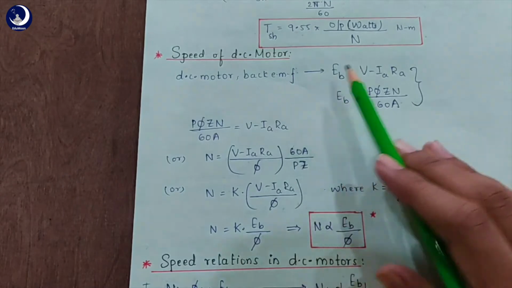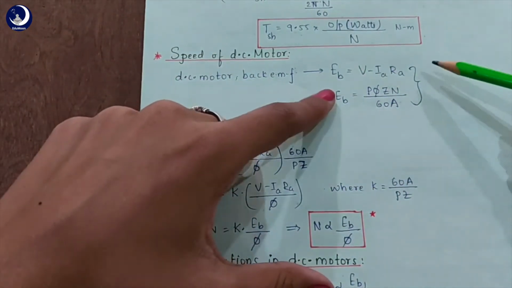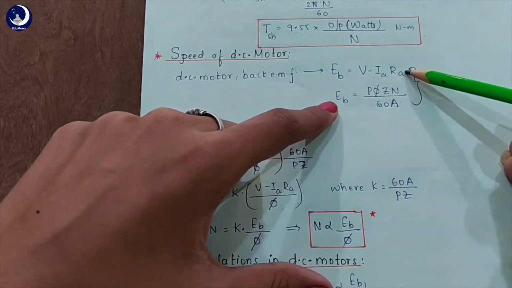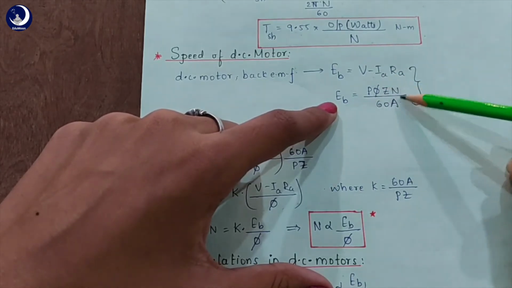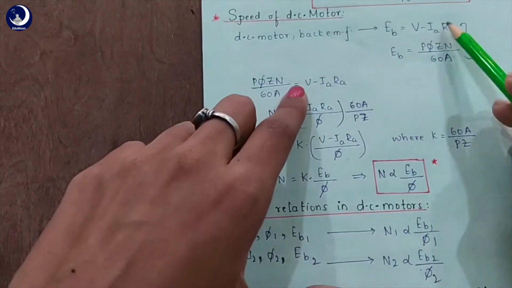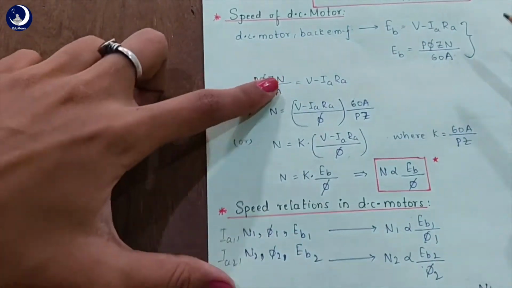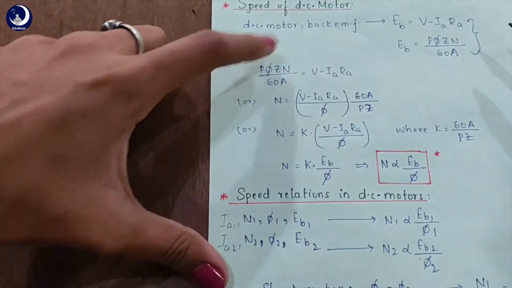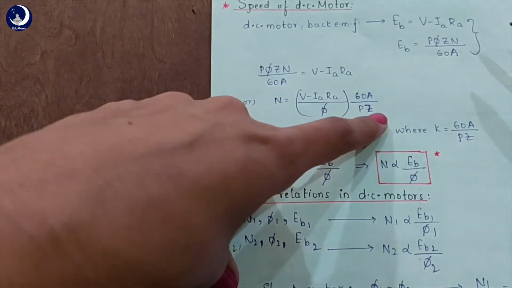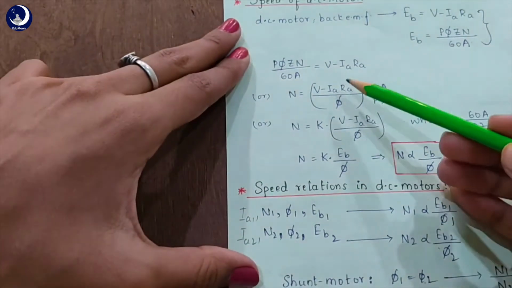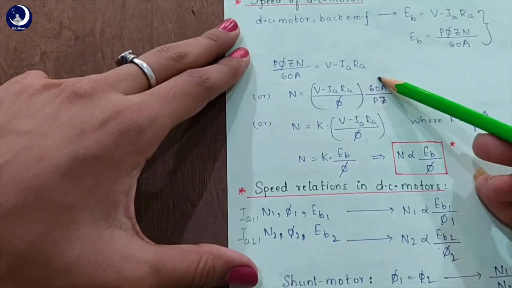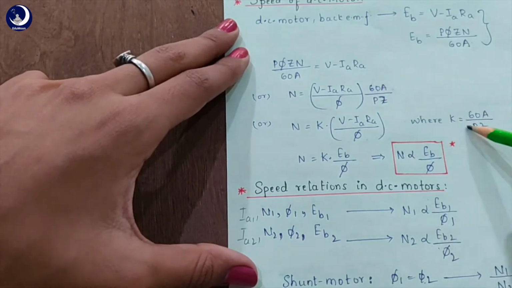For a DC motor, we already know that the back EMF can be given with these two equations, that is Eb equals V minus IaRa and Eb equals PΦZN by 60A. So when we equate these two, we get N equals (V minus IaRa) by Φ into 60A by PZ. Okay, and this 60A by PZ is a constant, right? So let's consider it to be some K.